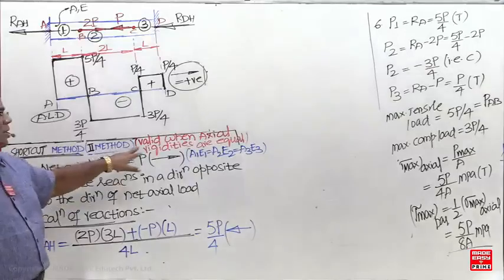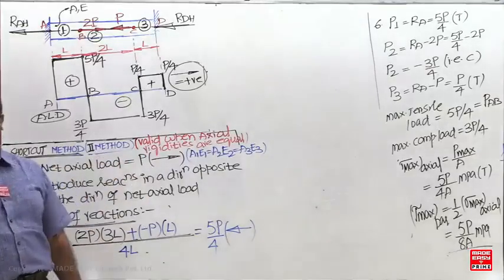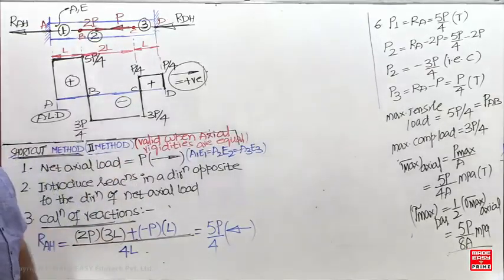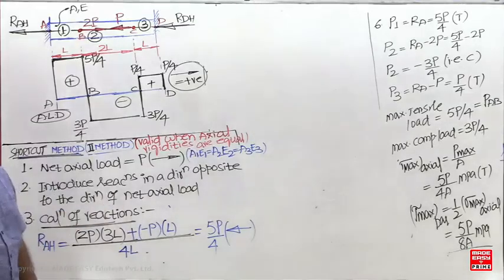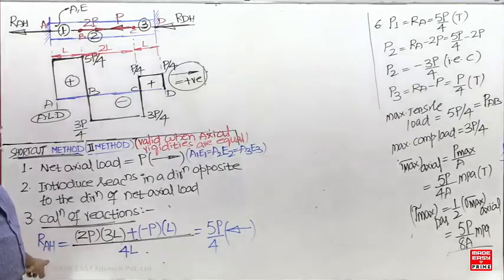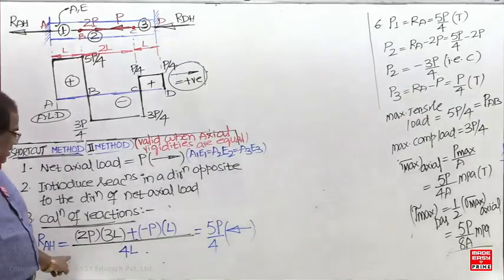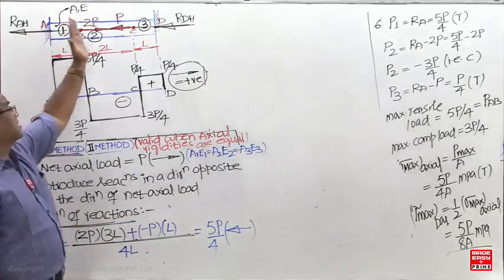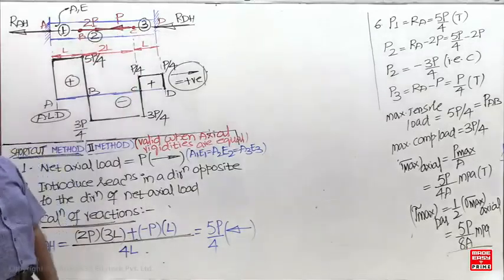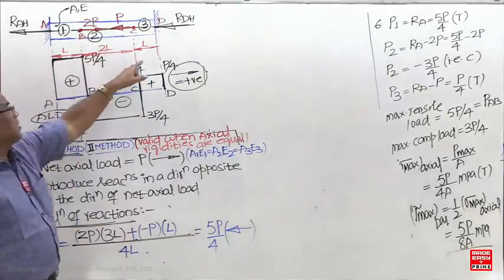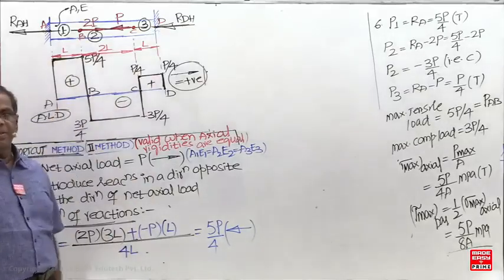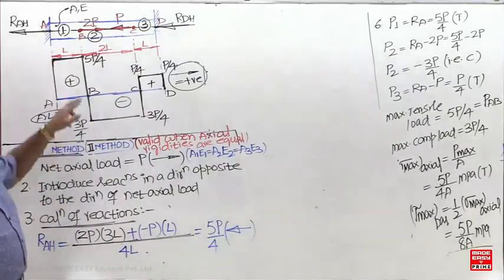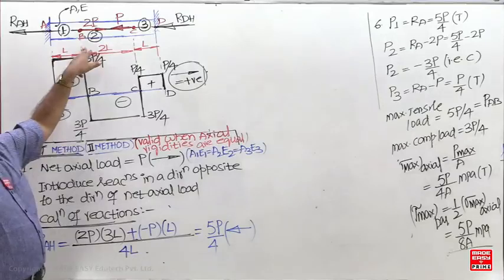The first drawback is what now? This method is not valid when axial rigidities are unequal. Next, when you are calculating the reaction, what should be the first step? In the denominator, you have to take the distance between the supports. What is the distance between the supports now? 4L.